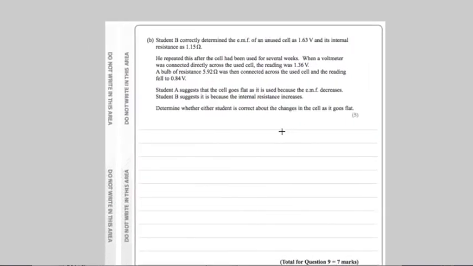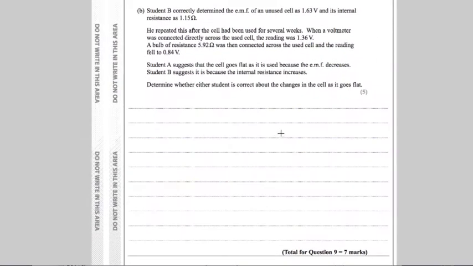Okay, this looks a little bit more substantial. 5 marks. Student B correctly determined the EMF of an unused cell as 1.63 volts and its internal resistance as 1.15 ohms. So let's draw that again. You may see a running theme here. So we have 1.63 volts in series with 1.15 ohms. And that is connected to, well, let's assume it's a light bulb again. Doesn't really matter too much.